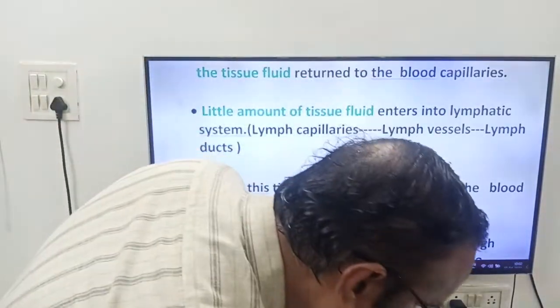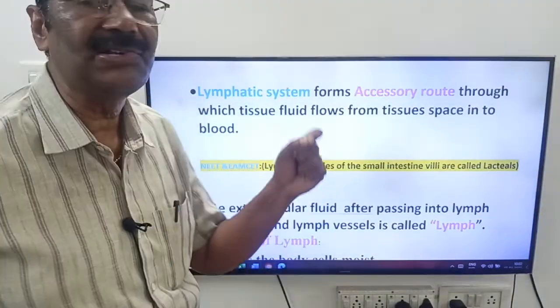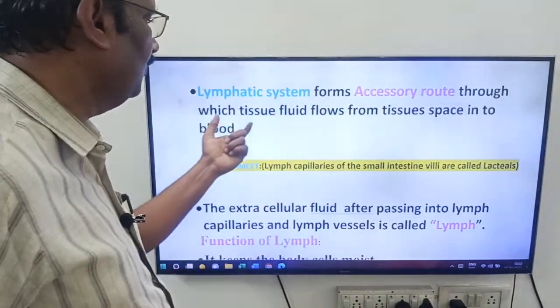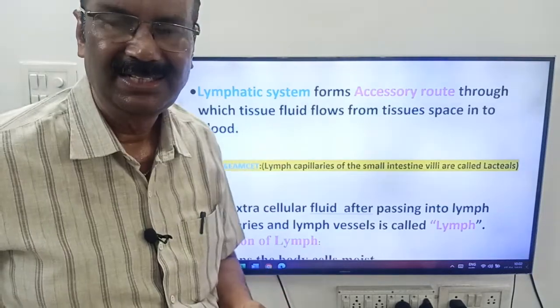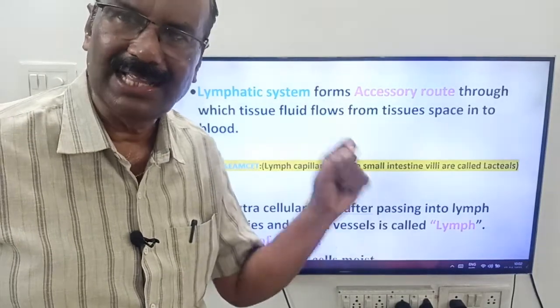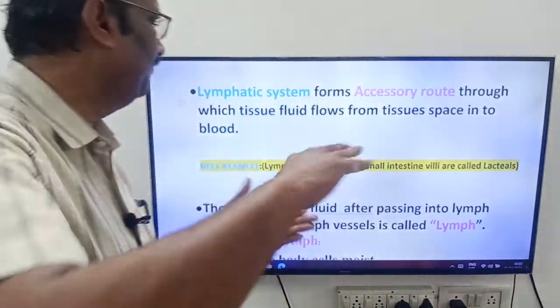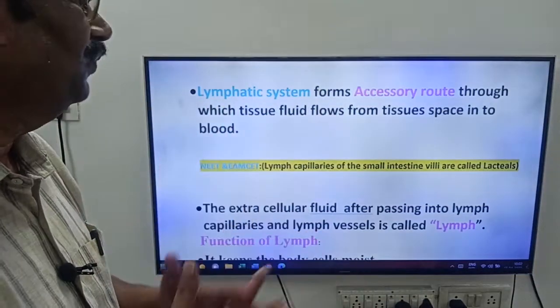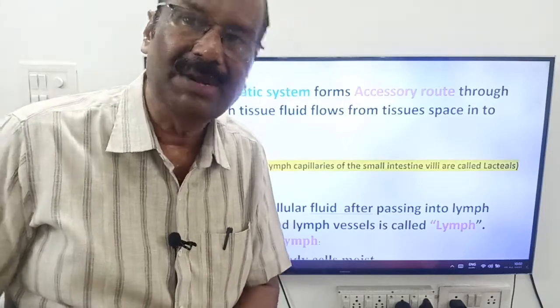Okay friends, now see, the lymphatic system forms an accessory route through which tissue fluid flows from tissue space into the blood. What is the lymphatic system, friends? It is an accessory route. It is another route. It is a bypass, through which lymph or tissue fluid from tissues enters into the blood.